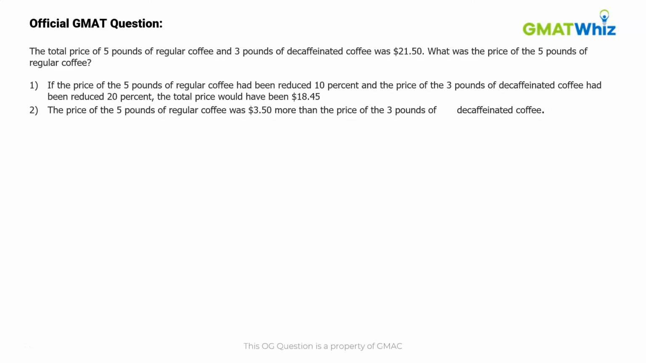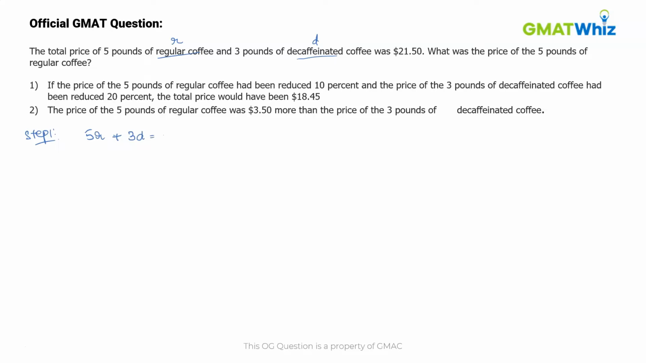Now in this question we are given that the total price of 5 pounds of regular coffee and 3 pounds of decaffeinated coffee was 21.50. So suppose we denote regular coffee by R and decaffeinated coffee by D. Then let's write down the information first. So we have 5 pounds of regular coffee plus 3 pounds of decaffeinated coffee.